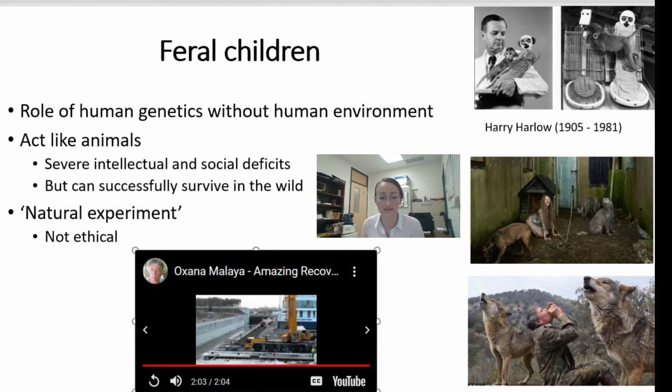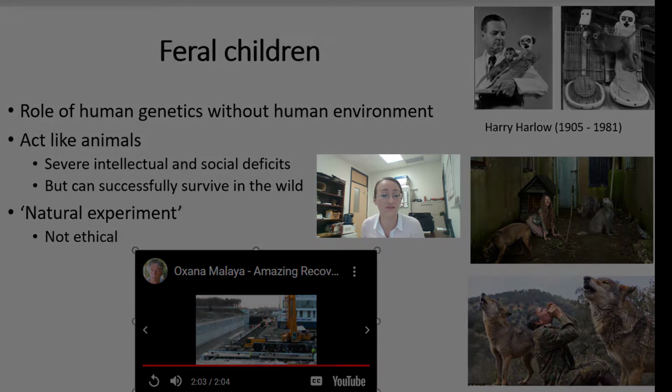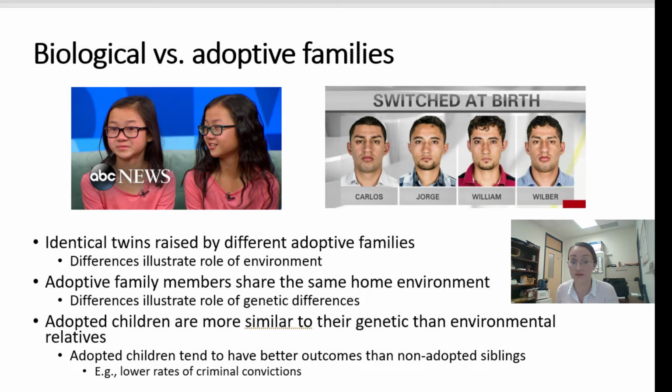When this happens, it's known as a natural experiment. It would certainly not be ethical to run that study. Harry Harlow's animal research on the effects of social deprivation in monkeys was so heart-wrenching that it precipitated the development of institutional ethics review boards for psychological research on animals. Adoption by a human family is a much better arrangement.